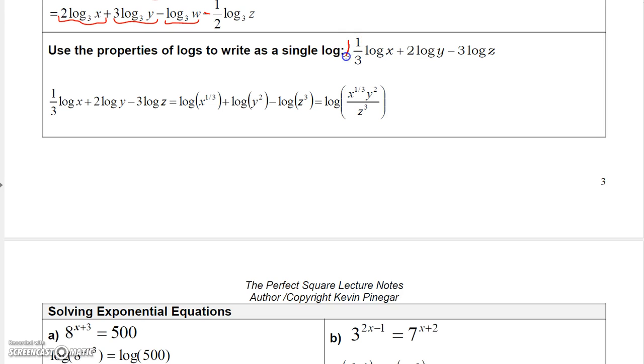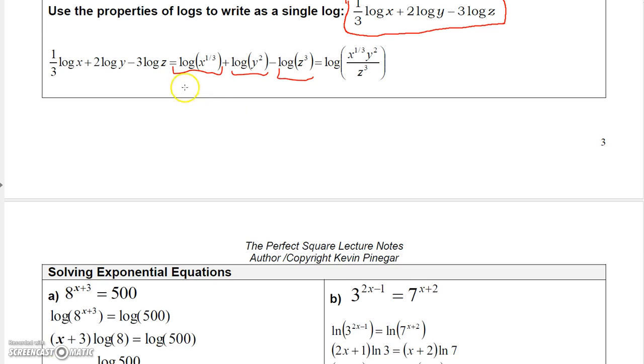And so that's how you can use log properties to rewrite a single log as a combination of logs. I can also use the properties to go the other direction and write a combination of logs as a single log. So for instance, if I have a number times log x, now here I didn't put a base, so we understand the base of each of these to be base 10. If I want 1/3 log of x, I can move the 1/3 up here as a power and write that as log of x to the 1/3. And do the same thing with 2 log of y, and I can write that as log of y squared. And then 3 log of z can be written as log of z cubed.